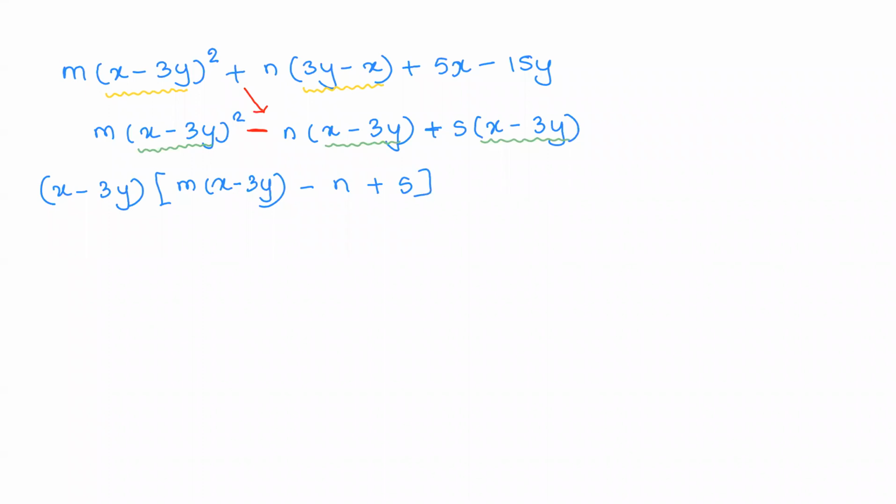So now we're going to simplify inside the bracket and just wind this up. So x minus 3y. Inside the bracket, what do you get? You get mx minus 3my minus n plus 5. So this is your final answer. Perfect. So most of the students have already given the right answer. So I hope this is clear with all of you. All right.